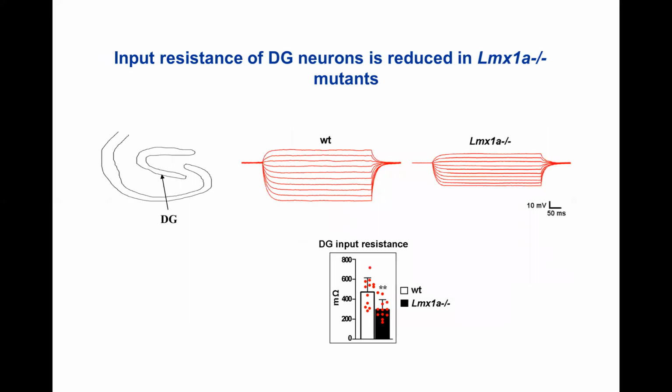We also studied input resistance of individual dentate gyrus neurons in wild-type and Lmx1a mutants. Input resistance depends on neuronal morphology and the number of ion channels. And we observed that compared to wild-type controls, input resistance in dentate gyrus was significantly reduced in Lmx1a mutants, suggesting abnormal function of dentate gyrus in these mice.